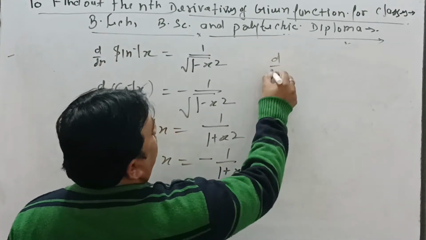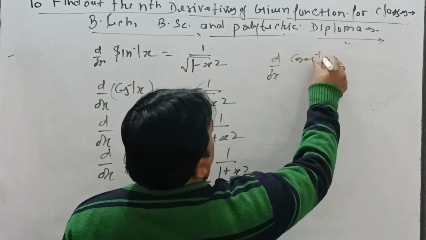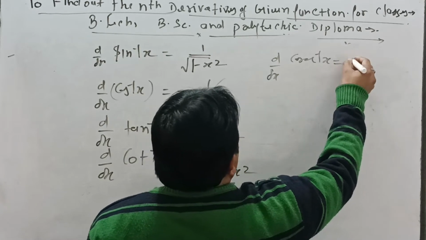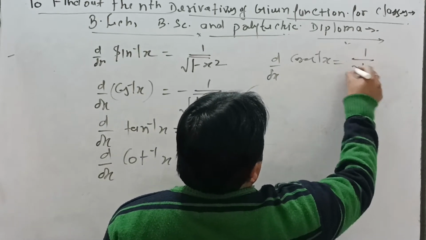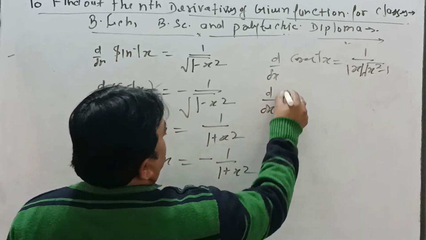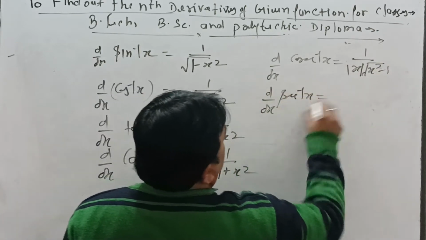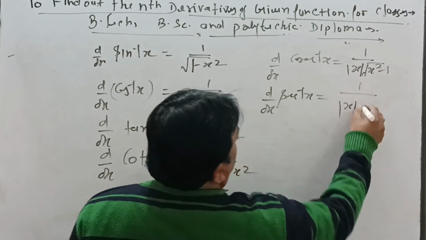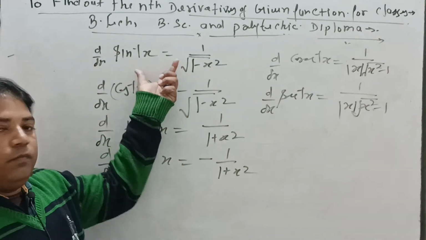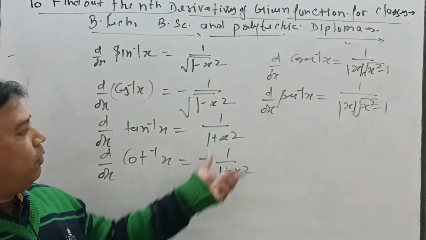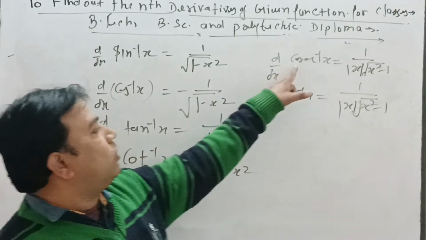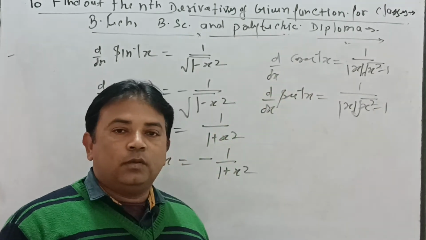Similarly, d/dx of cosec inverse x equals minus 1 upon x root of x square minus 1 in mod x, or d/dx of sec inverse x equals 1 upon x root of x square minus 1 in mod x. These are the inverse trigonometrical function formulas: sin inverse, cos inverse, tan inverse, cot inverse, cosec inverse and sec inverse. Please make a note.